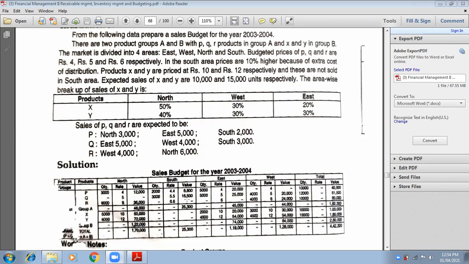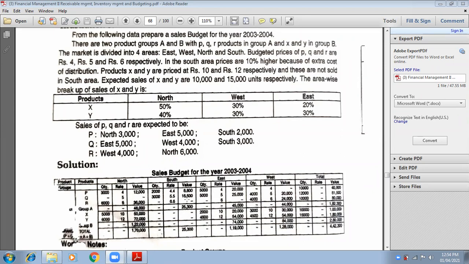25,300. Very good. Do it for east. Tell me the total quantity. Total quantity 10,000. And total amount? Total amount 45,000. Very good.